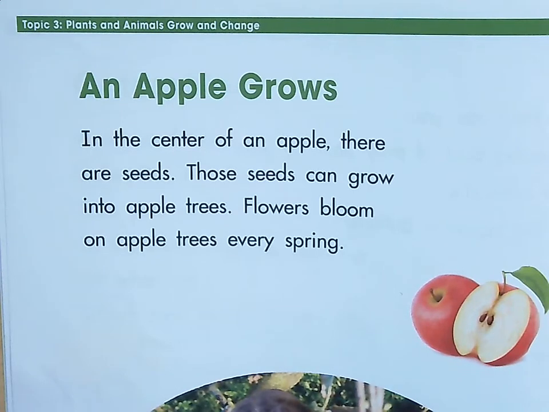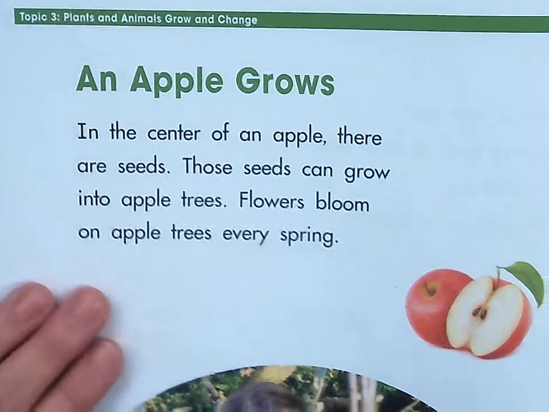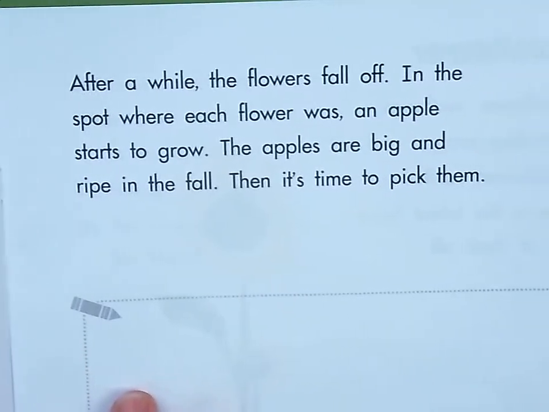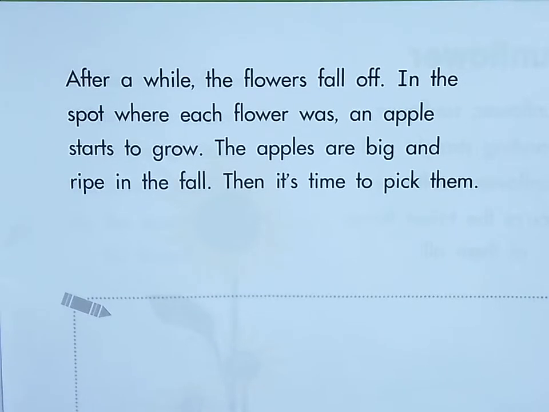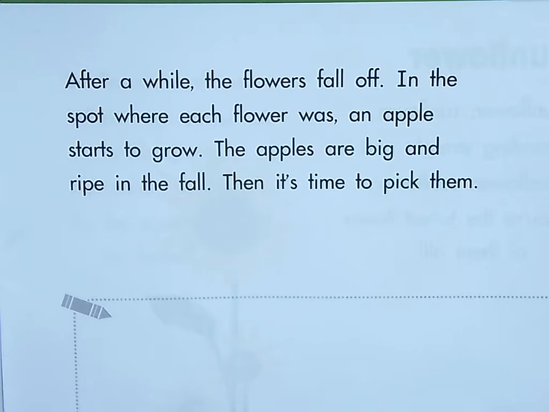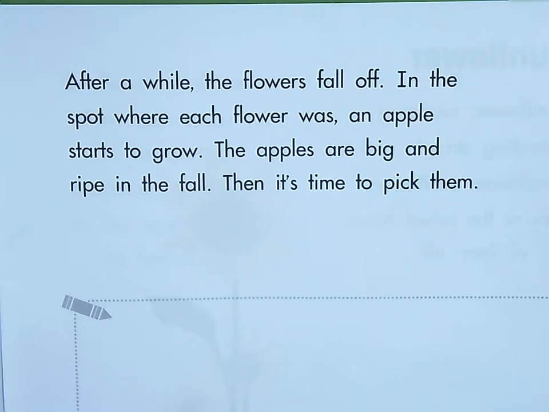An apple grows. In the center of an apple, there are seeds. Those seeds can grow into apple trees. Flowers bloom on apple trees every spring. After a while, the flowers fall off. In the spot where each flower was, an apple starts to grow. The apples are big and ripe in the fall. Then it's time to pick them.